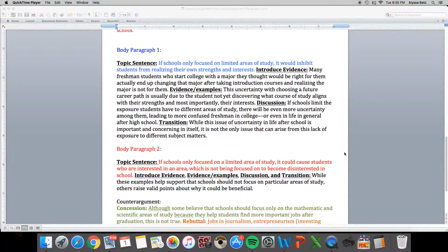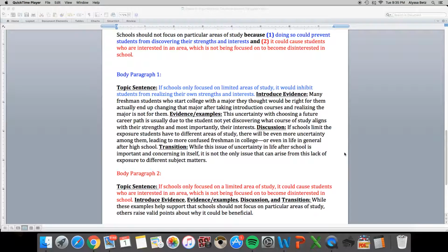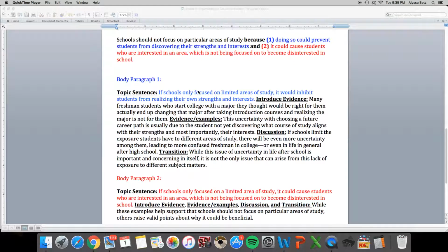After we did that, we constructed our body paragraph 1, and our body paragraph 1 started with our first reason from our thesis statement, stated by itself as a topic sentence. You then introduced evidence to support that topic sentence. You explained the evidence and examples. You discussed how it tied back to your main idea. And finally, you created a transition into the next paragraph.